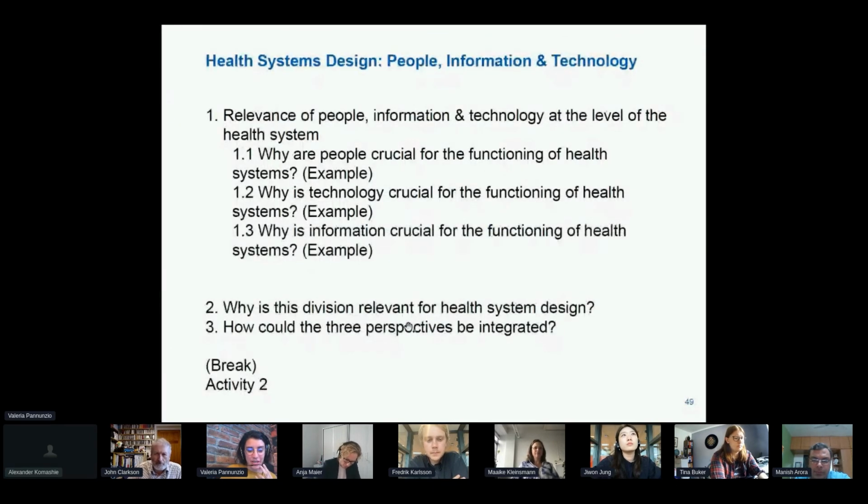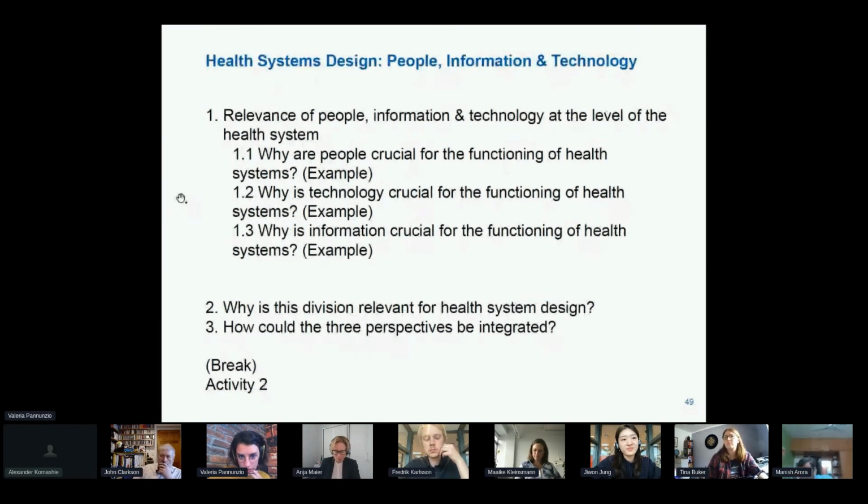Perfect. I will go for just a very quick presentation about the people, information, and technology side of health systems design, which is also the name of the workshop. So it's nice that we thought a little bit about what is a healthcare system and confronted different healthcare systems from different countries. But also one thing that it would be good to reflect upon together is these three aspects of people, information, and technology.